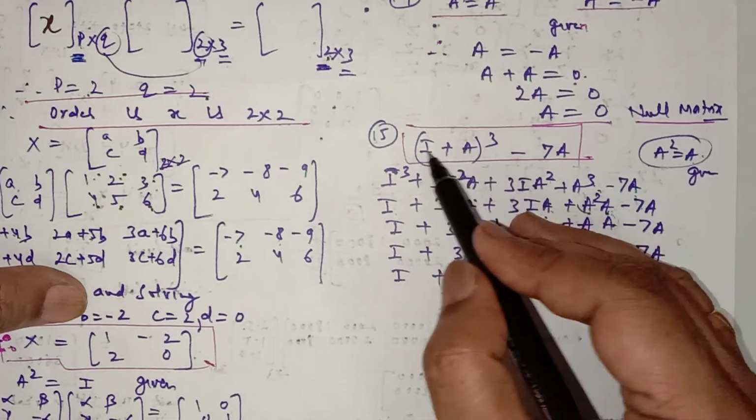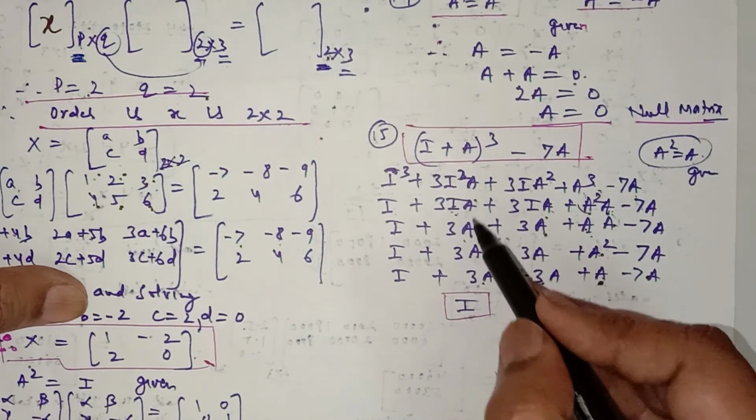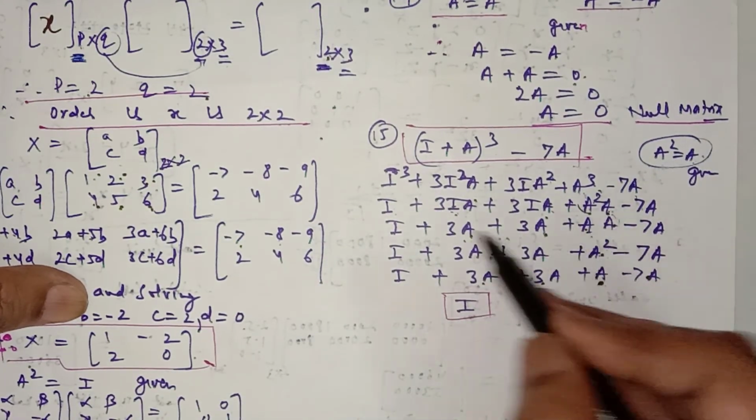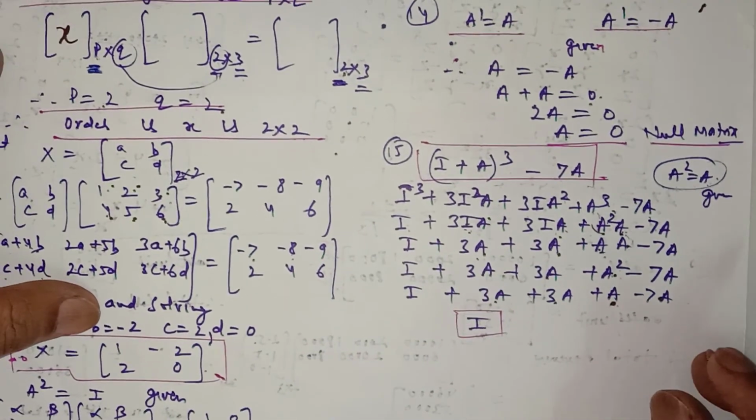You have to simply find the whole cube, and wherever you get A square, replace it with A. You know that I into A is A, I square is I, and I cube is I. The cube of the identity matrix is also the identity matrix.